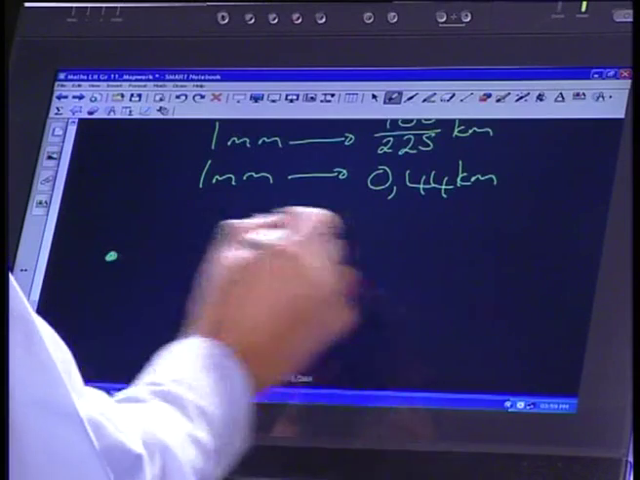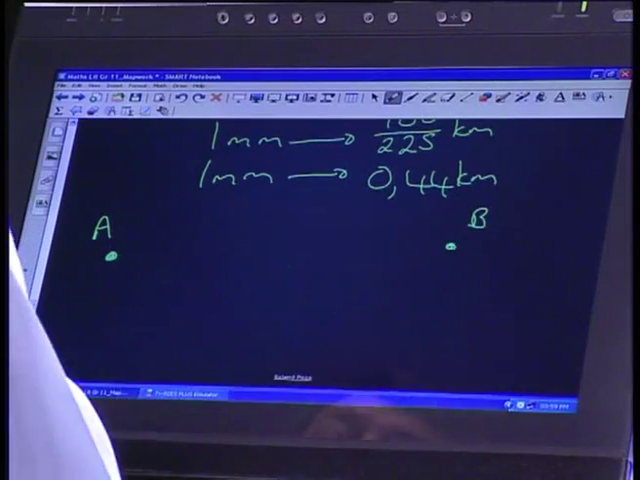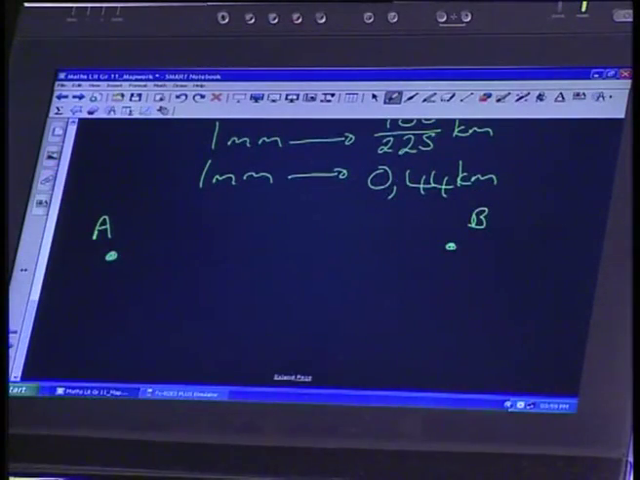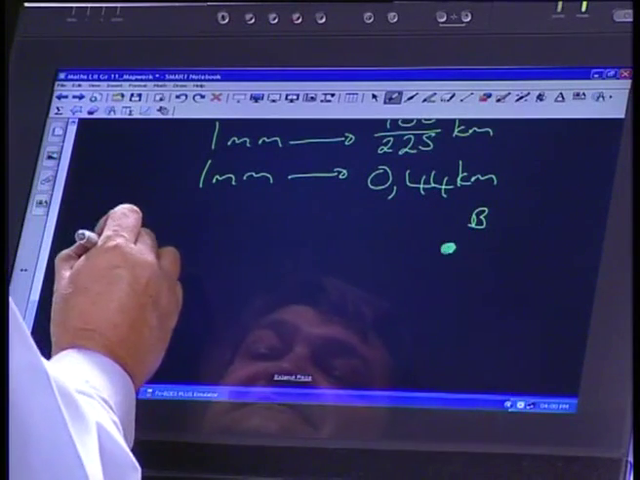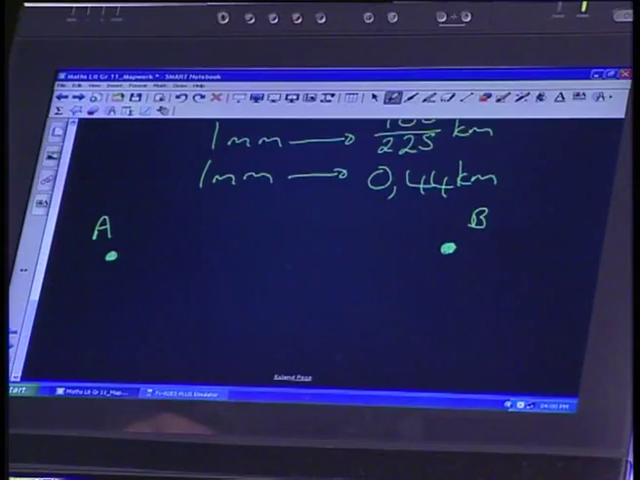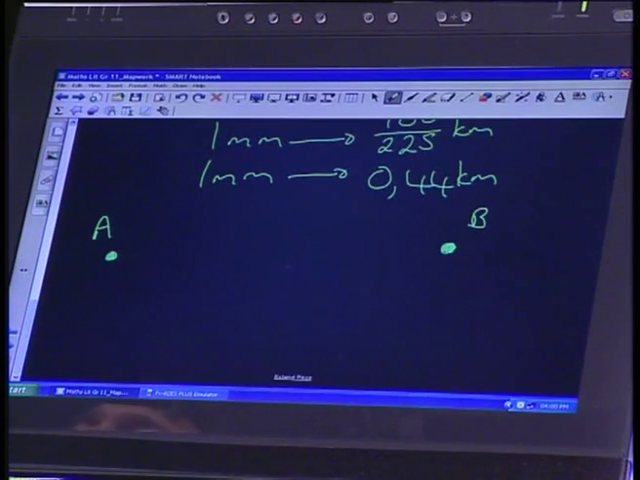So let's say, and I'm going to do this on this map again, I want to know this distance to that distance. Back in my make-believe country, Mr. T's country, I have town A and town B, and I want to know the distance between those two towns in real life. But I've only got them on the map. So what am I going to do? The first thing I'm going to do is take my ruler and measure that distance. So let's do that.